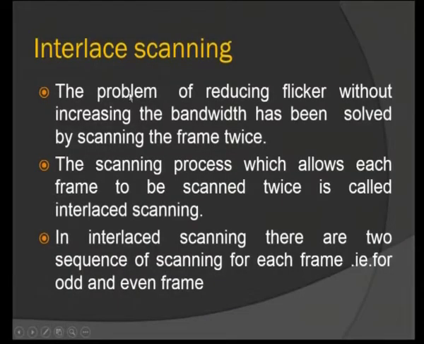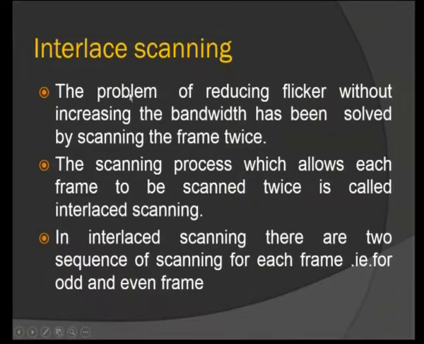So, what is the problem that we faced in the previous type of scanning? The problem of reducing flicker without increasing the bandwidth has been solved by scanning the frame twice. That is the advantage of interlaced scanning. Interlaced scanning helps us avoid flickering without increasing the bandwidth. We can overcome the flicker problem by scanning the same frame twice. The scanning process which allows each frame to be scanned twice is called interlaced scanning.